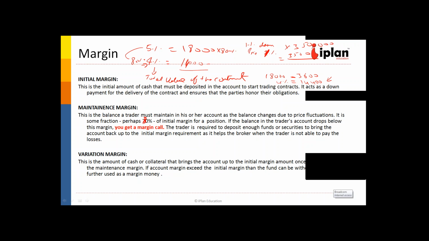If you do not put the money, you say, I don't have money, they square your position and give you back your money. Variation margin is the difference between your balance in your account and the initial margin level. So let's say you got a call at 3,500 that please deposit money. So from 3,500 you have to again bring it back to the 18,000 level.